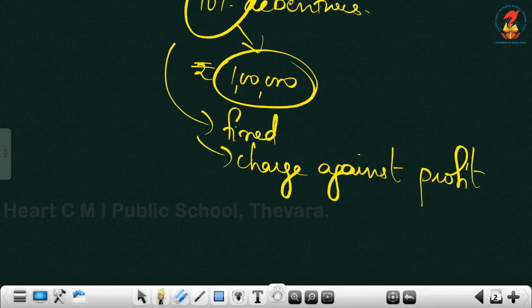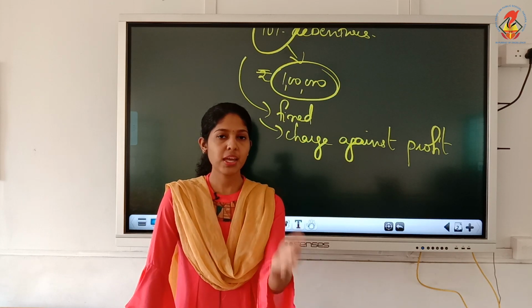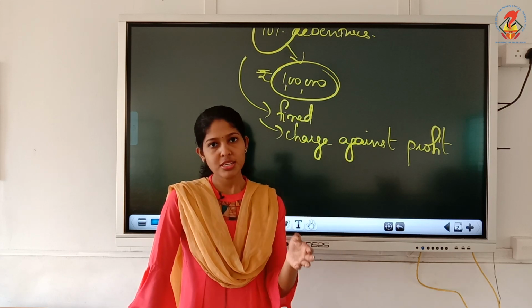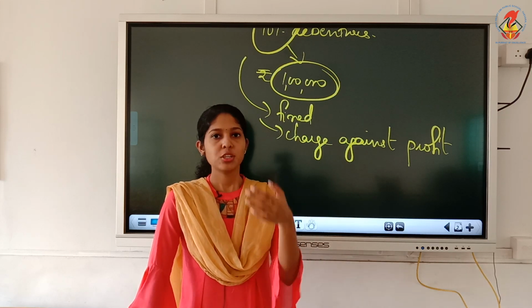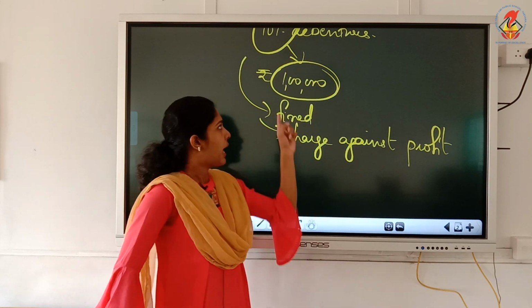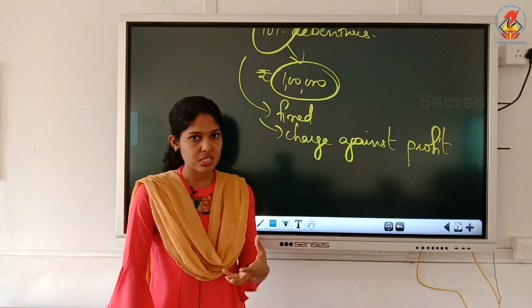Dividend on shares means that is the return you are giving to the shareholders. That return is termed as dividend, not interest. On shares, we will refer to it as dividend, and on debentures the return is referred to as interest. And the difference is that debenture interest is fixed in nature.